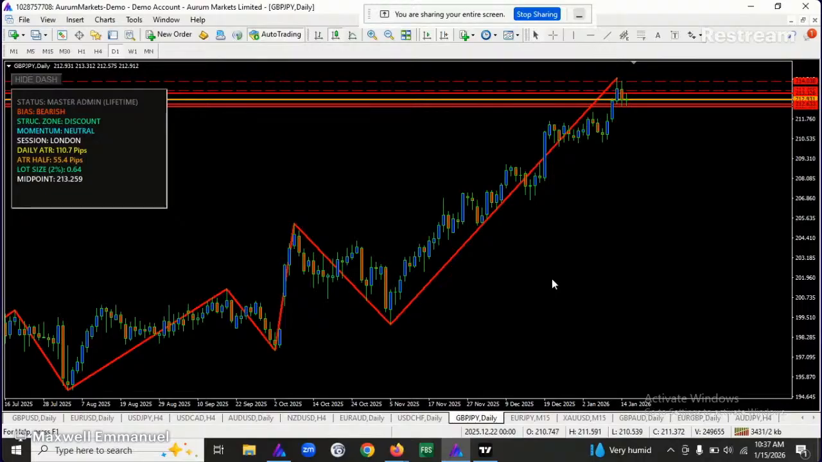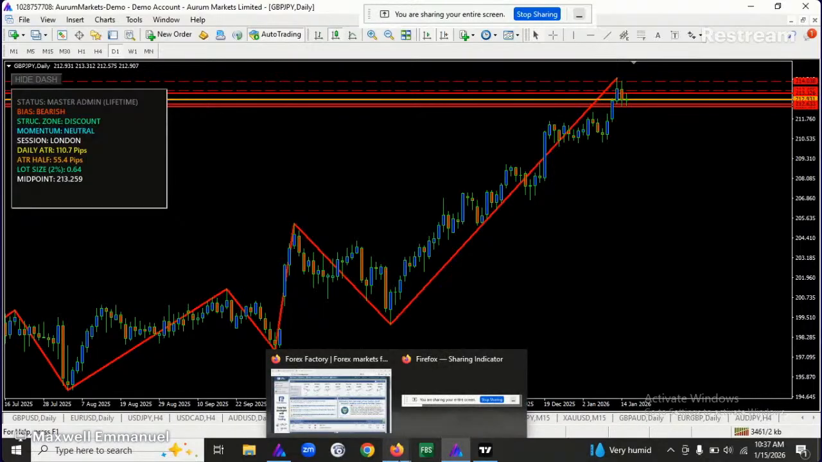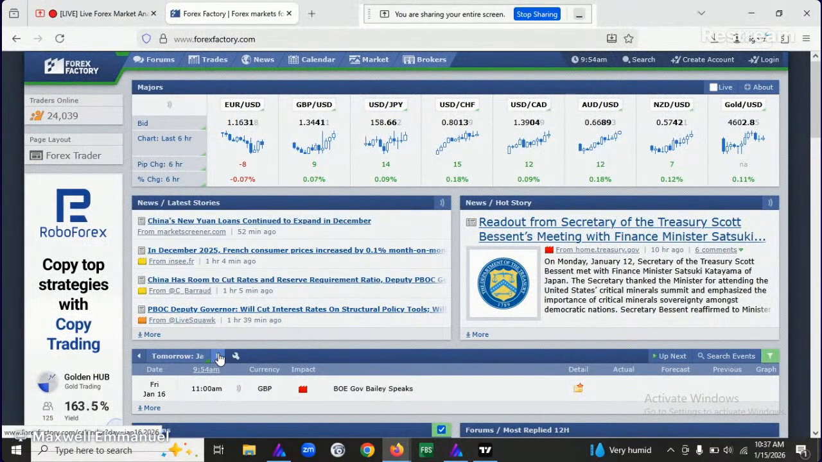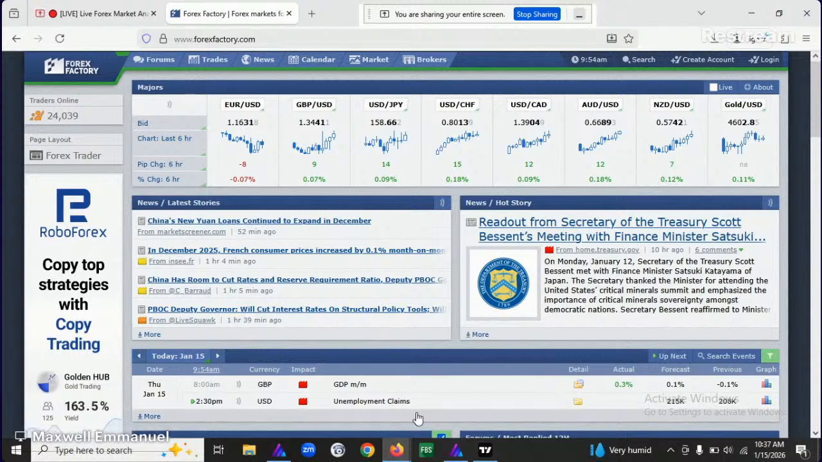So if you are considering trading USD pairs today, I believe after today's news, we would get a very clear direction on USD. Let me see if there's any news tomorrow. Tomorrow is Friday. No news tomorrow. After today's news is released, we would have a very clear direction for the dollar.